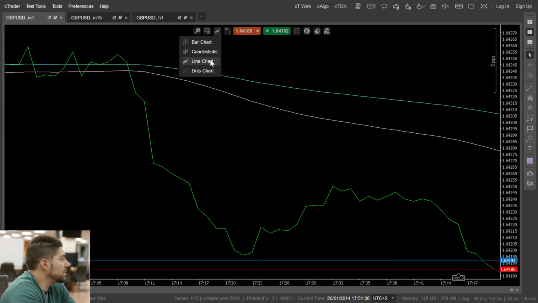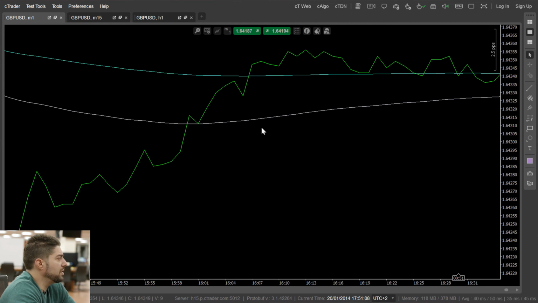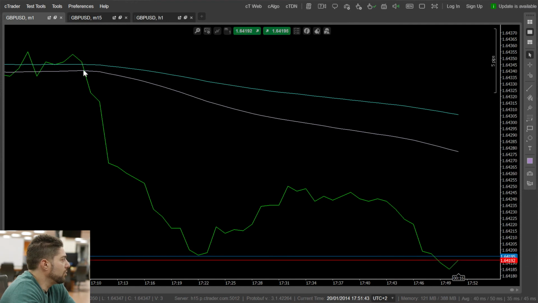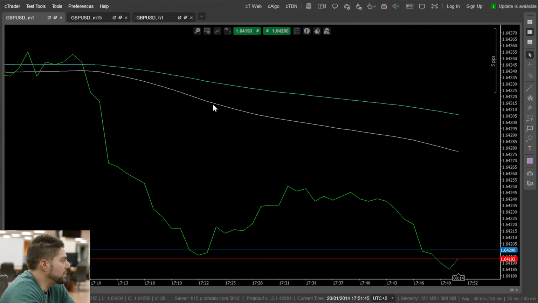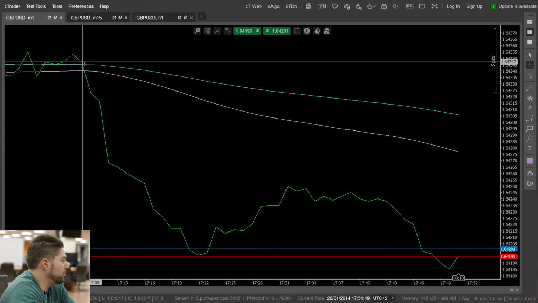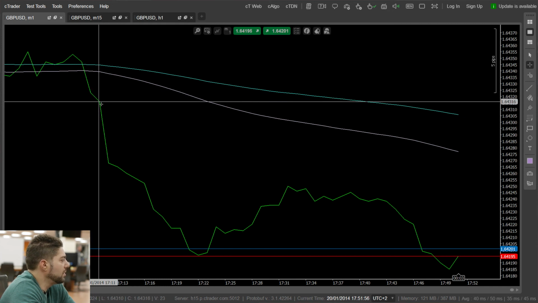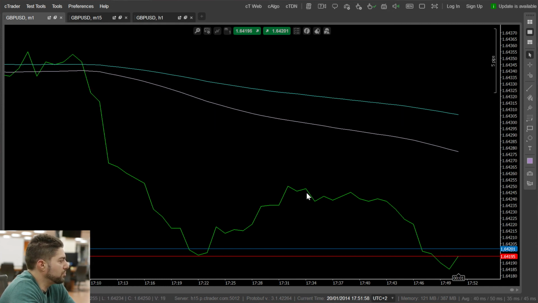Next chart type we can see is the line chart. This is a very easy chart to understand how the price is going without understanding the intermediate candlesticks. It just connects the closing prices for each minute, which is the time frame that we're using. So this is the closing price for minute at 5:09. This is the closing price for 5:10, 5:11, and it connects those prices.